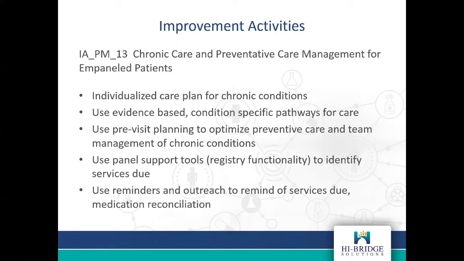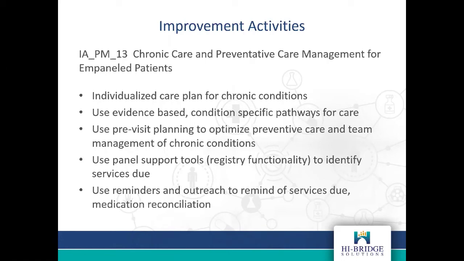For quality, we can use the codes that are prescribed in the measure specification sheet. But for improvement activities, this is the area where there's so much more flexibility, and that sometimes leads to uncertainty as to how you show that you're actually doing this. How do you document it? And what does this particular improvement activity require? It requires that the practice creates an individualized care plan for chronic conditions.